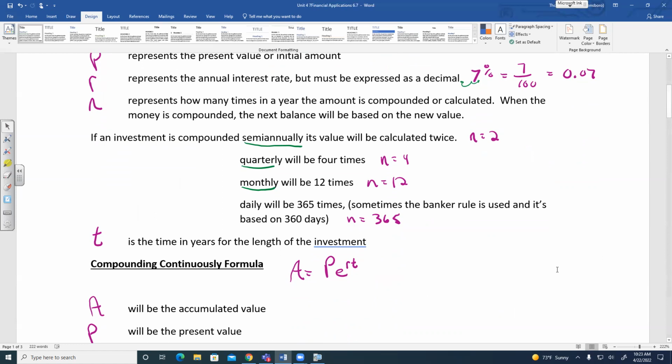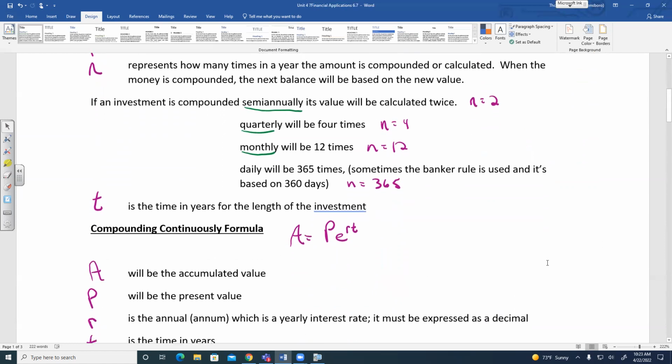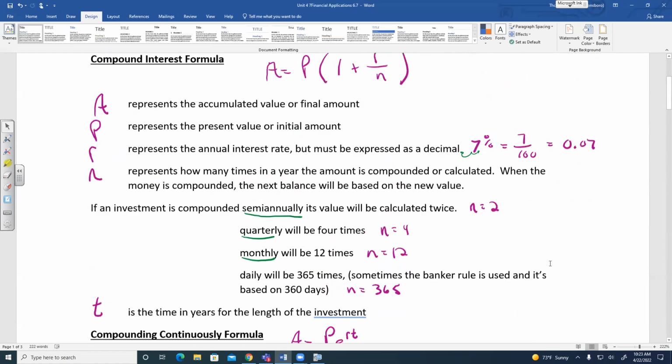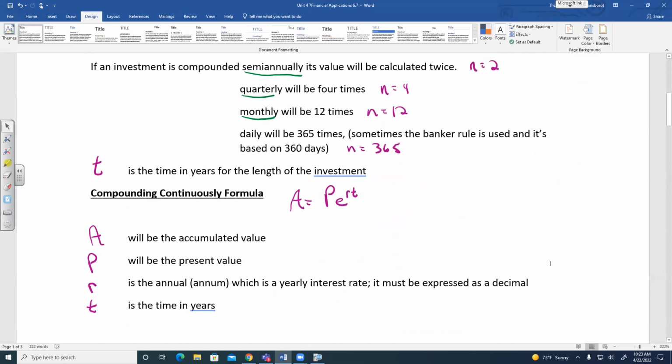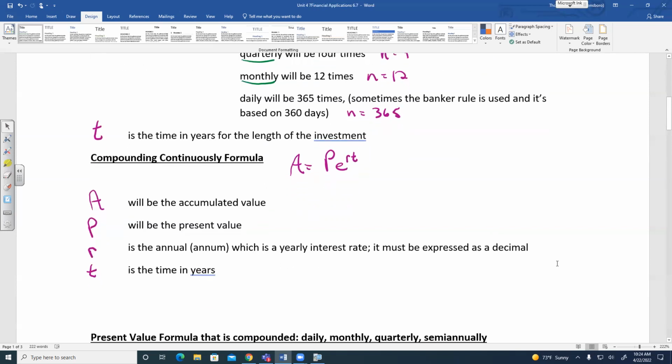So another formula besides compounding semi-annually, quarterly, monthly, or daily, there's this other formula that's compounding continuously. It's represented by A equals P times e to the RT. So this is where that natural number e comes into play. Sometimes I call this formula PERT. So A equals P times e to the RT.